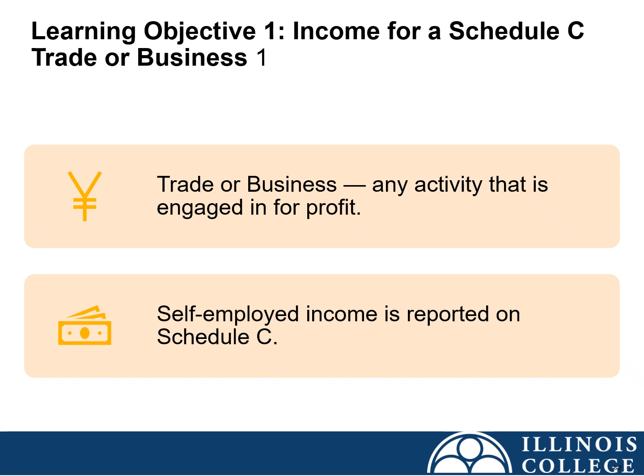So a trader business is any activity that is engaged in for profit. And that phrase, engaged in for profit, is really important. It means that the taxpayer is actually trying to make money, not just doing something for fun or as a hobby. If an activity is engaged in for profit, then the income and expenses from that activity are reported on Schedule C. So when you hear Schedule C, you should immediately think self-employed business activity.